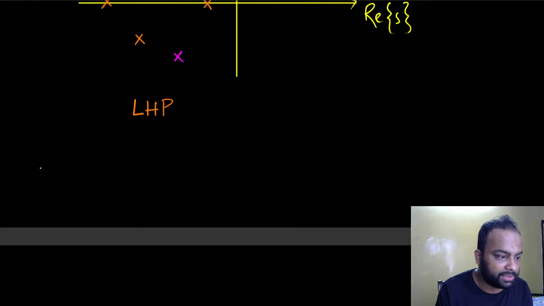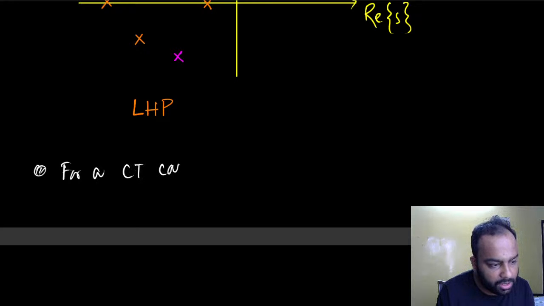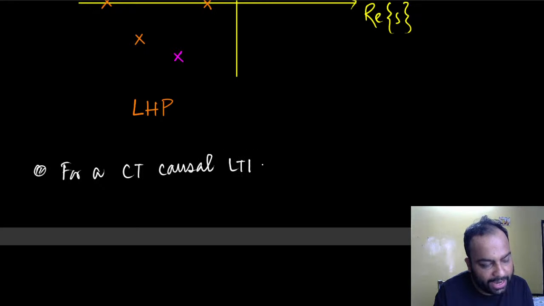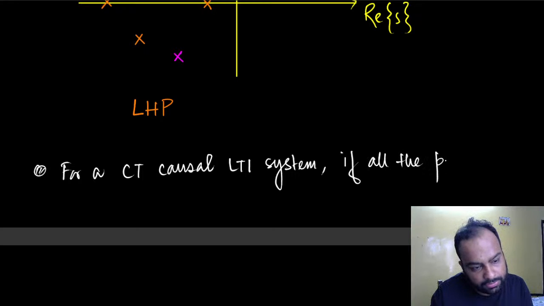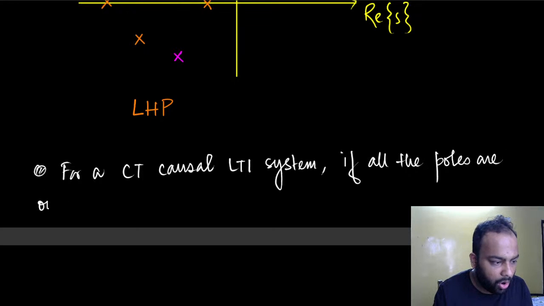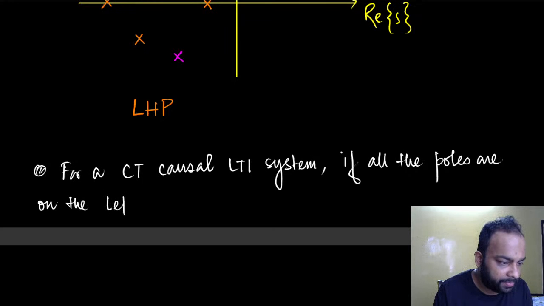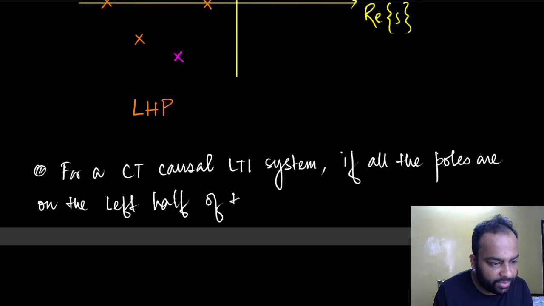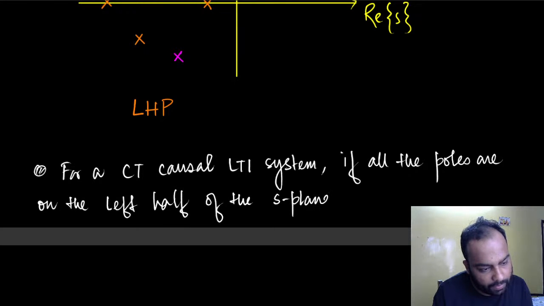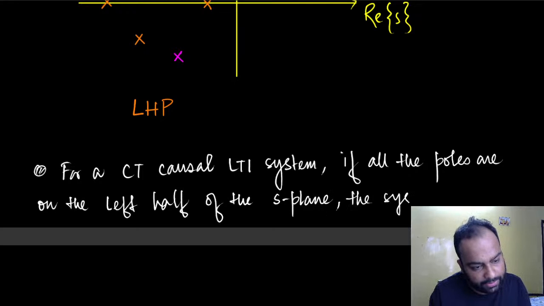So thus we are having this simple definition. Thus for a continuous time causal linear time invariant system, if all the poles are on the left half of the S plane, the system is BIBO stable.